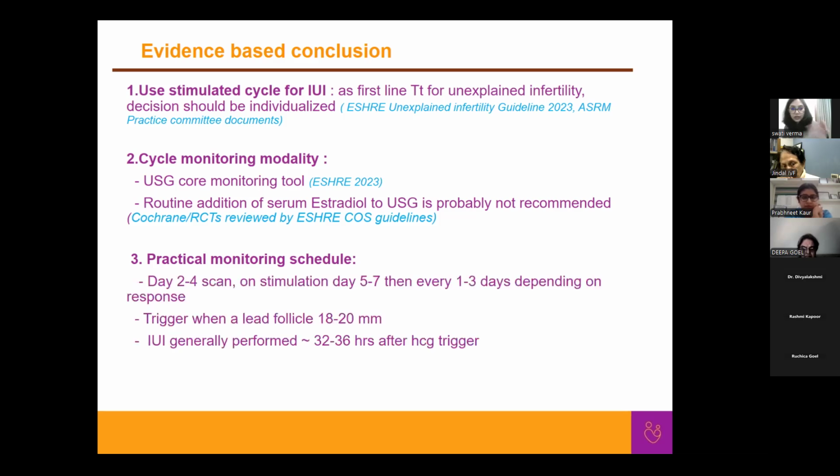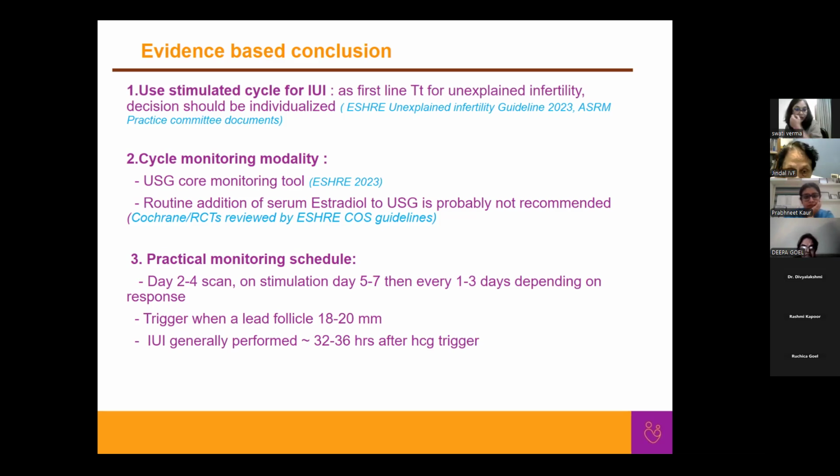Practical monitoring schedule starts with the day 2 or day 4 scan, on the stimulation day 5 to day 7, then thereafter every 1 to 3 days according to the response of the follicle and the endometrium. Trigger when the lead follicle is 18 to 20. IUI generally is performed, single IUI, 32 to 36 hours after the trigger.